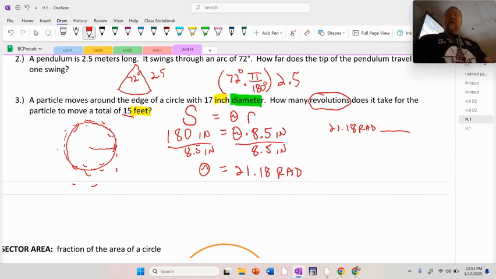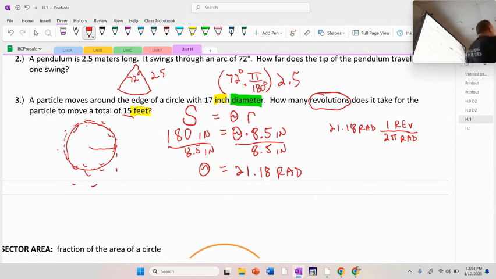2 pi. And why is that going to go on the bottom? What has to cancel? What word has to cancel? Radians. And what has to be left over? Revolutions. We're not converting to degrees. We're converting it into revolutions.